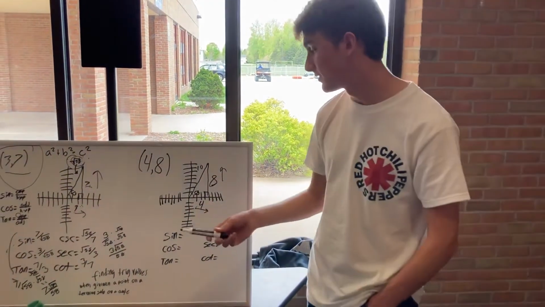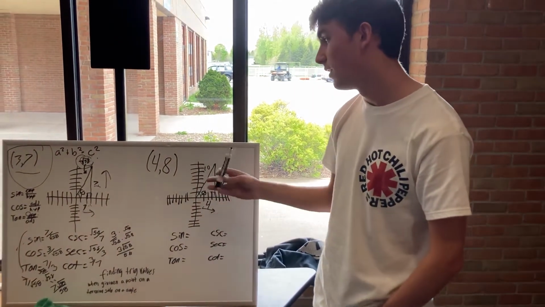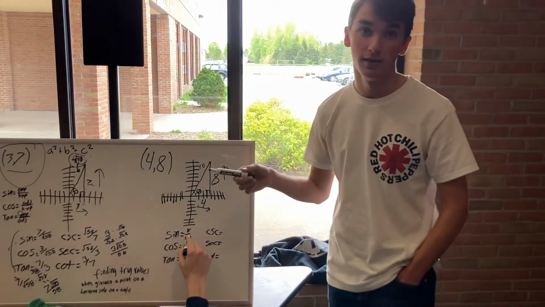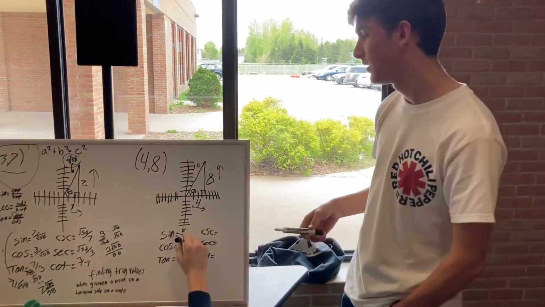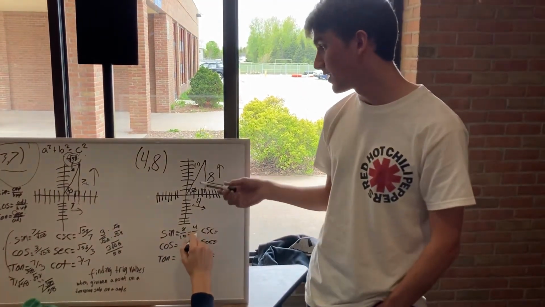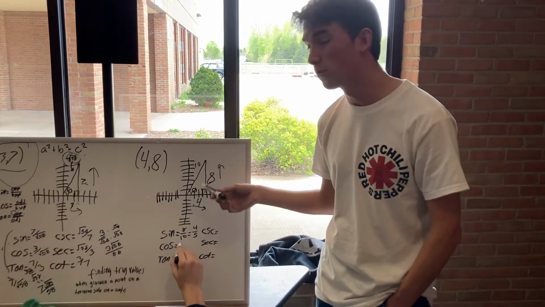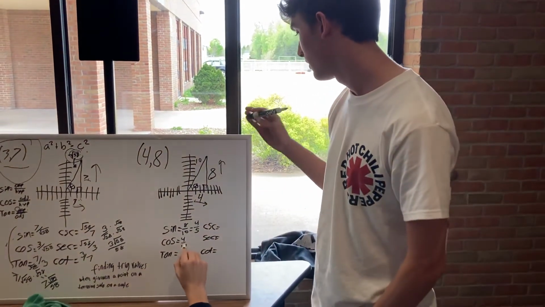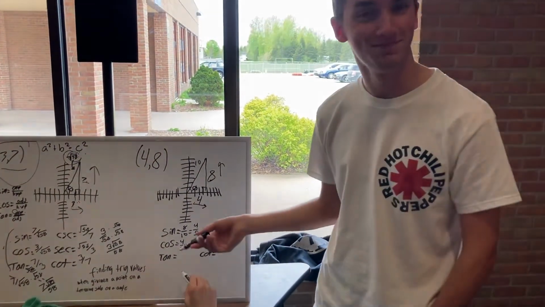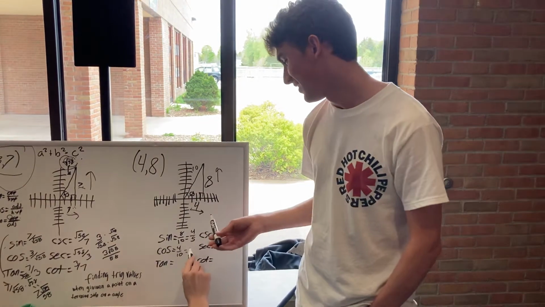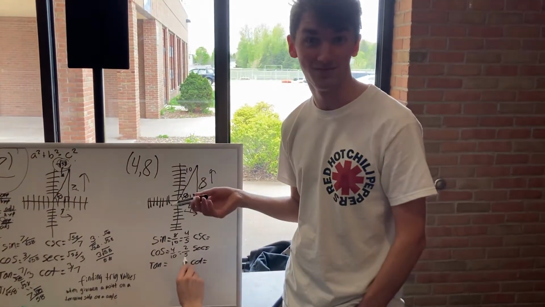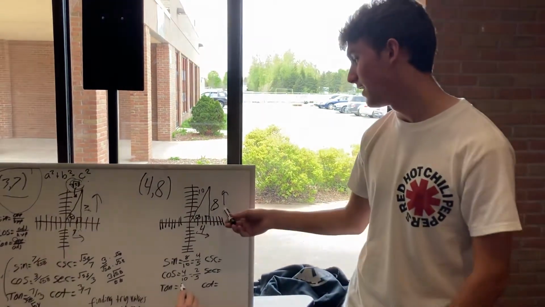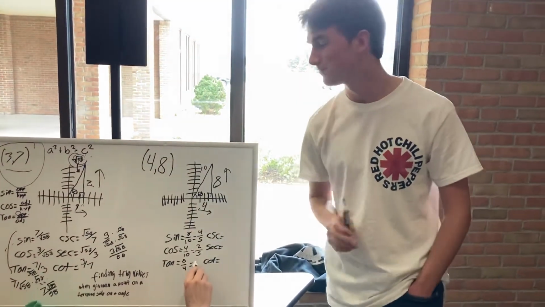Now, just like the last time, sine, which would be the opposite of theta over the hypotenuse, which would be 8 over 10, simplified to 4 over 5. Cosine, adjacent over hypotenuse, which would be 4 over 10, excuse me, which would simplify to 2 over 5. Tangent would be the opposite over adjacent, 8 over 4, which would be 2.